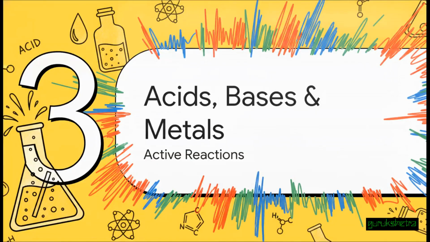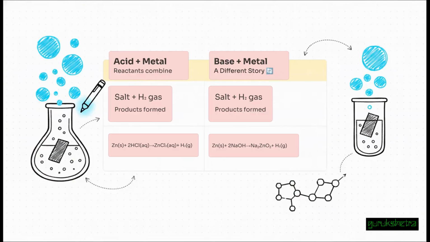Moving right along to Section 3, Acids, Bases, and Metals. It's time for some actual reactions. So what happens when we drop active metals into these solutions? Well, when an active metal, let's say zinc, reacts with an acid like hydrochloric acid, it displaces the hydrogen to form a salt, in this case zinc chloride, and it releases this amazing, glowing hydrogen gas.